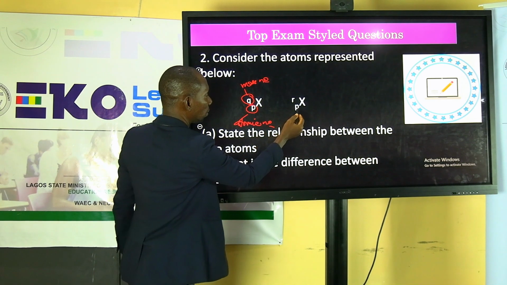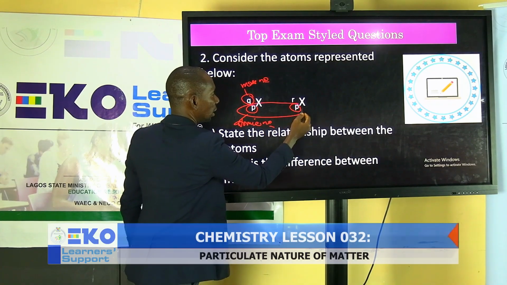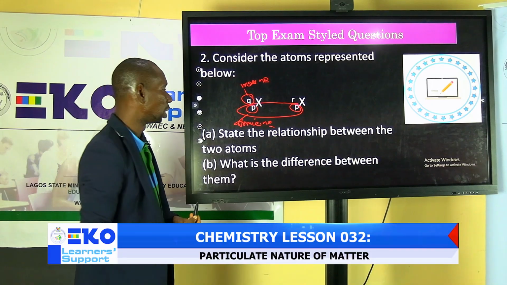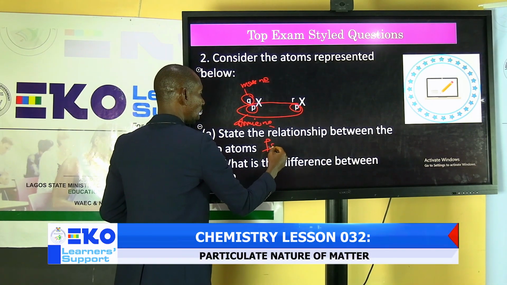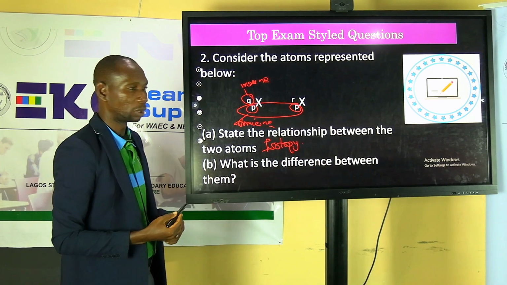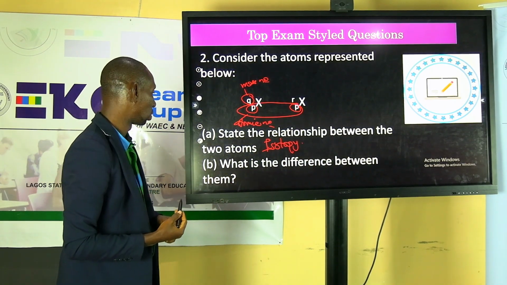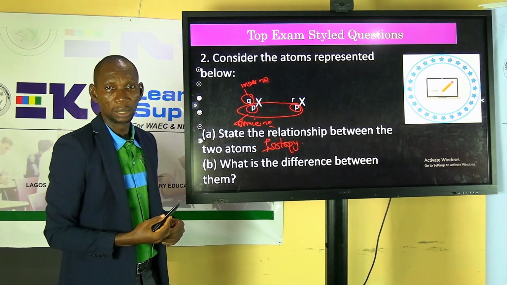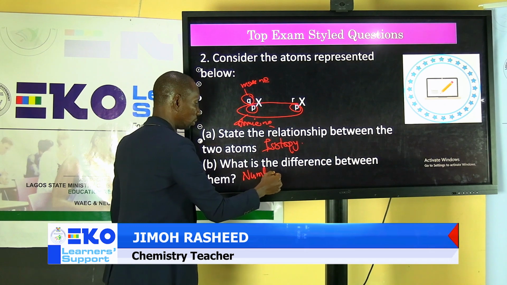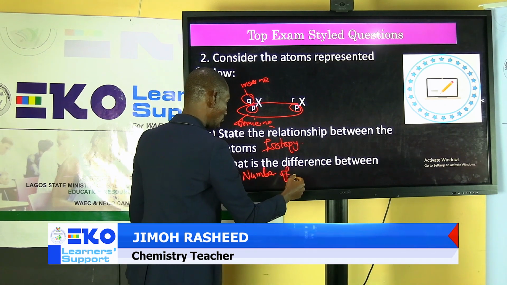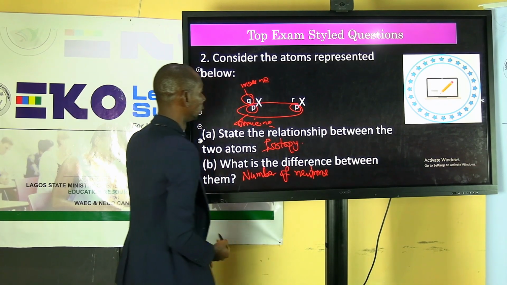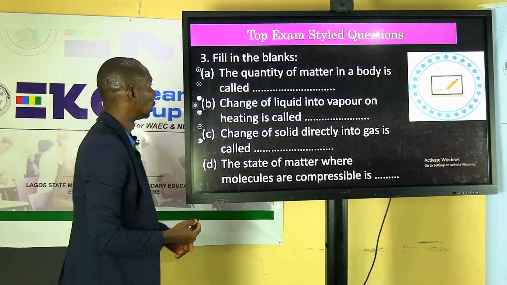If you look at these two atoms very well, you can see that they have something in common, which is that they have the same atomic number. So the relationship we are looking for here is isotopy. Don't say isotope. The relationship between these two atoms is isotopy. And what is the difference between them? The difference between them is in their number of neutrons. They have different numbers of neutrons. Very good. So let's move on.